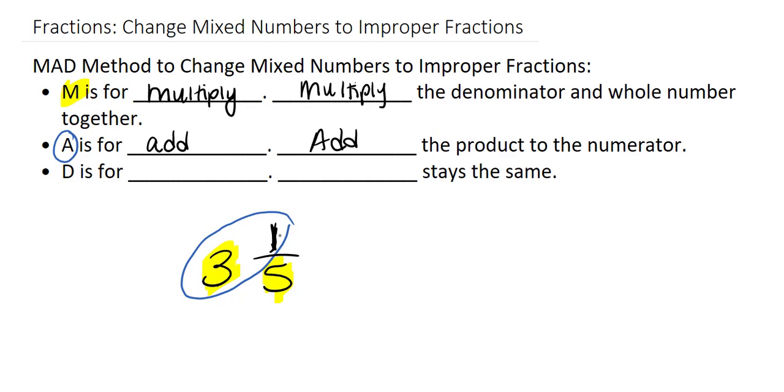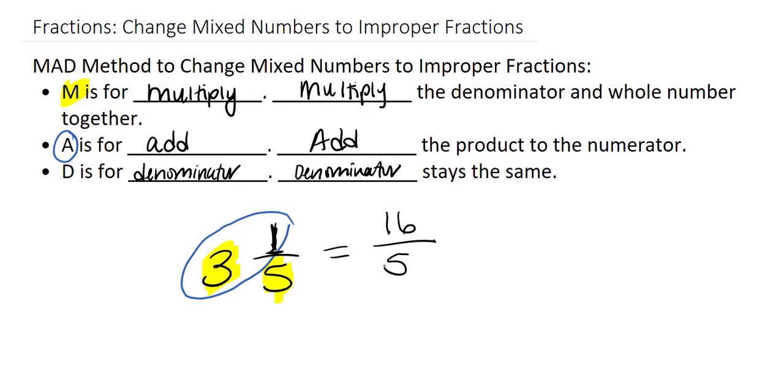Now, D is for our denominator. And the denominator stays the same. So we would write this then. We would multiply this 3 times 5, which is 15. Then we're going to add that to the 1, so we get 16. So that's after the step 2, and then we're going to keep our denominator. So this is how we would write our improper fraction here.